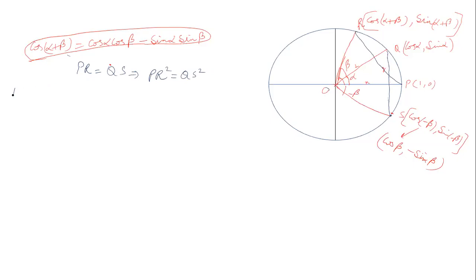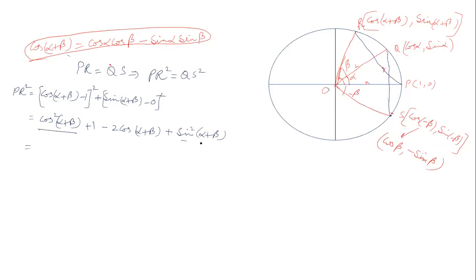Now using distance formula, find out PR square. PR square would be (x2 minus x1), that is (cos(alpha plus beta) minus 1) whole square plus (sine(alpha plus beta) minus 0) whole square. Using the identity (a minus b) whole square, that is cos square(alpha plus beta) plus 1 minus 2 cos(alpha plus beta) plus sine square(alpha plus beta).